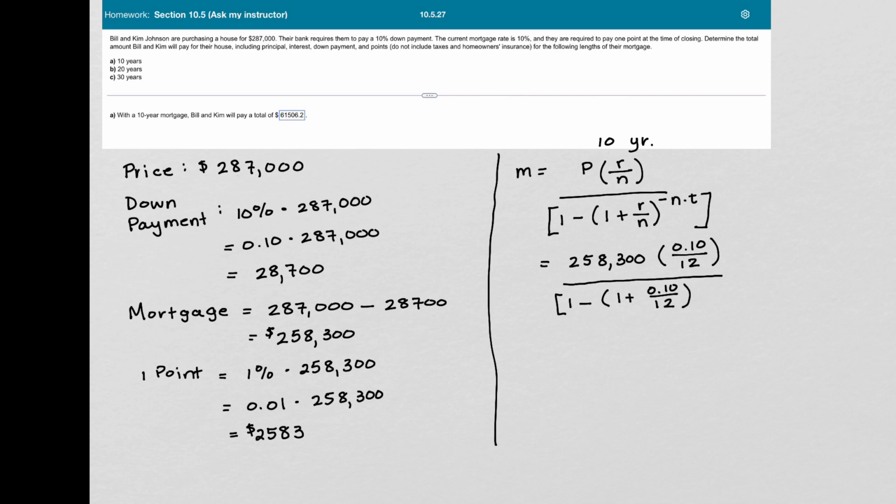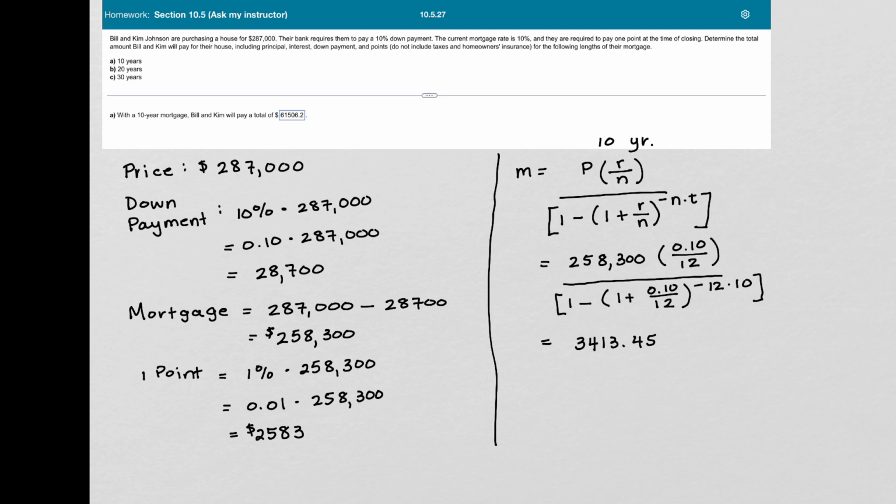So I have 1 plus 0.10 over 12, and this is going to be raised to the negative n, which is 12, times t, which is the 10. And then I'll just close that. And when I type this into the calculator, I get $3,413.45.